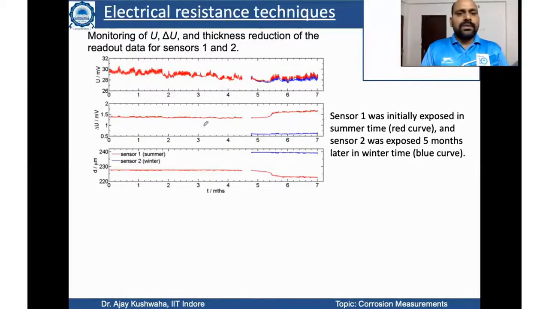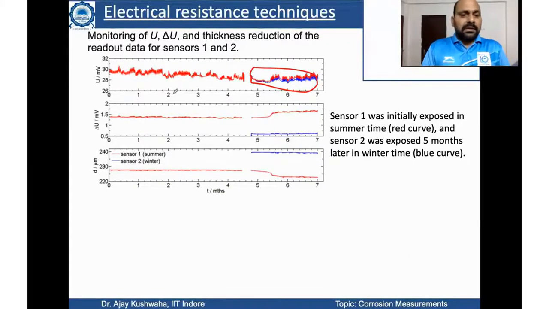The first sensor, sensor 1, was initially exposed in the summertime, so they achieved the red curve. Till here, almost 5 to 6 months. And sensor 2 was exposed 5 months later, in the winter time. So the second was exposed for just 2 months here, after 5.